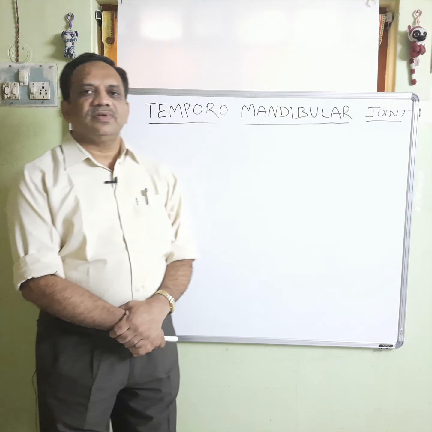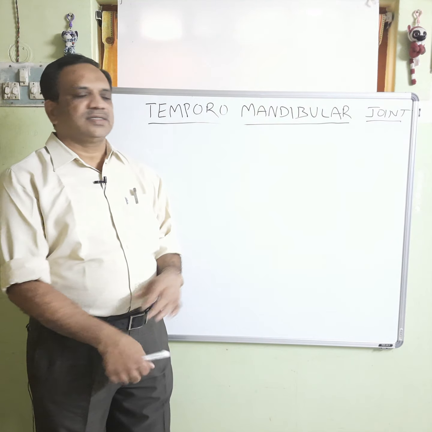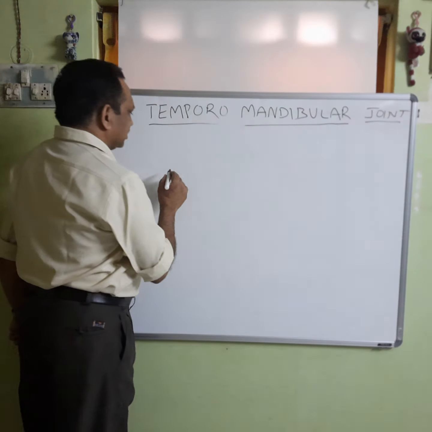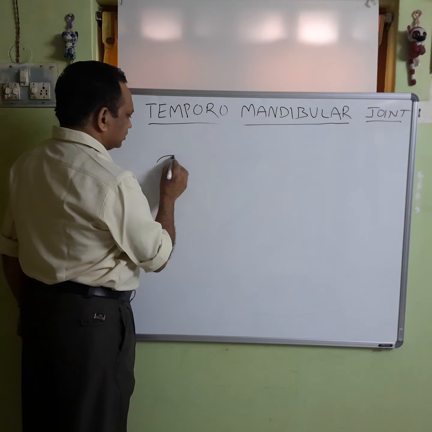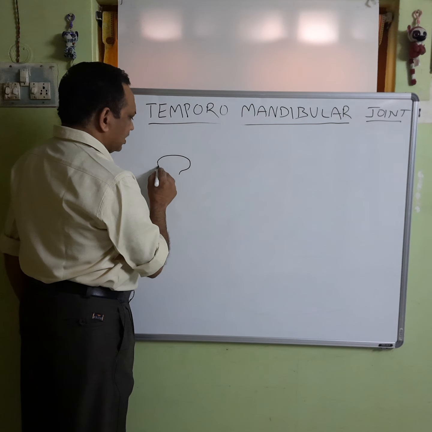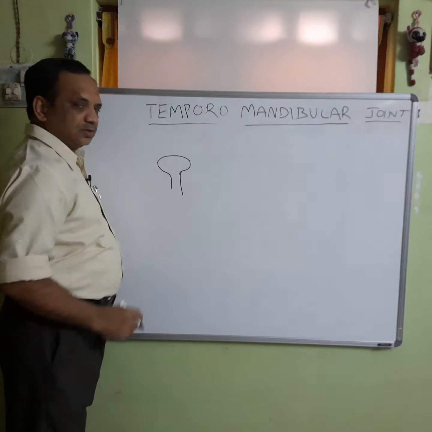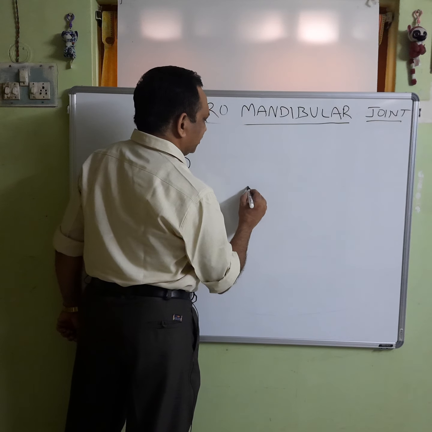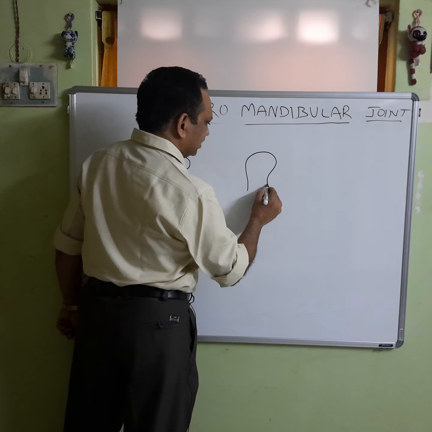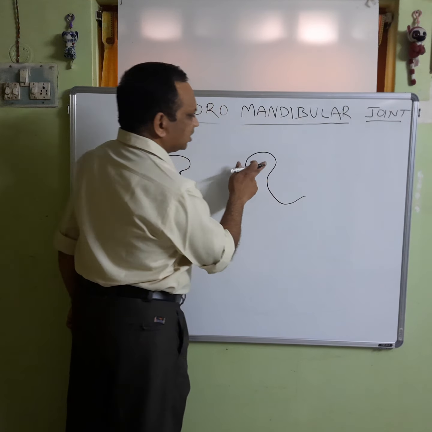First of all, we will see the condyles. The condyles are arranged at right angles to the ramus of the mandible. So, this is the condyle and this is the neck of the mandible. If we see the lateral view, it will appear like this. So, this is the condyle.